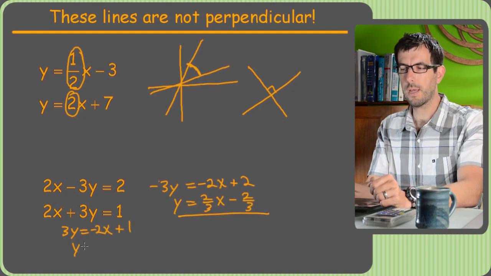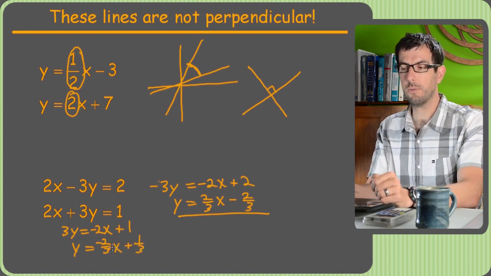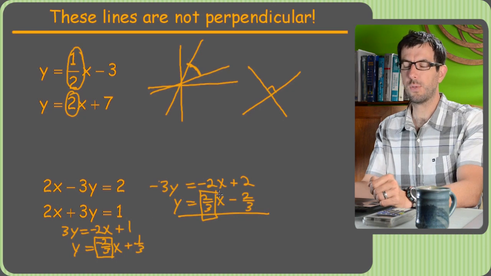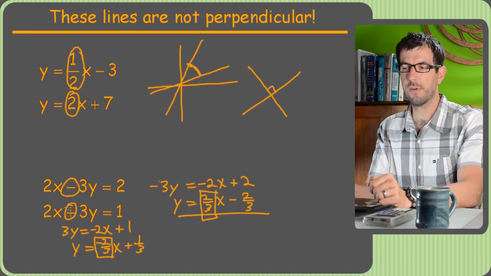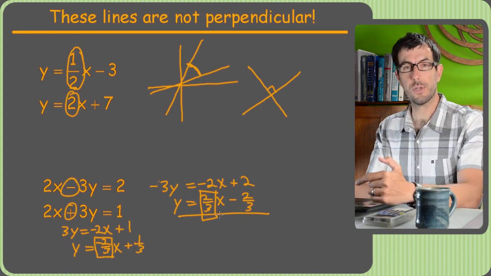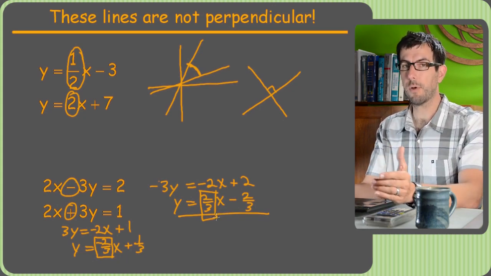Divide everything by 3, you get y equals -2/3 x plus 1/3. Intercept doesn't really matter. What we're looking at is the slopes. So now that we're in slope-intercept form, the slope of this line is -2/3. The slope of this one is +2/3. And that came from the fact that they had different signs to begin with. But +2/3 and -2/3, just because they're negatives, does not make them perpendicular.